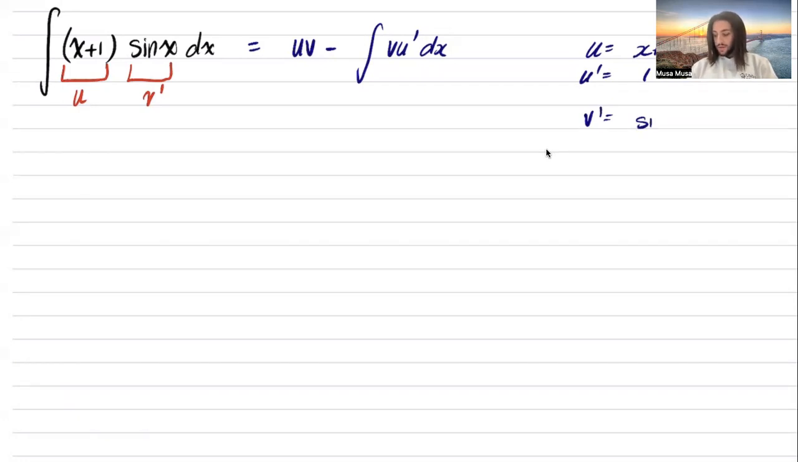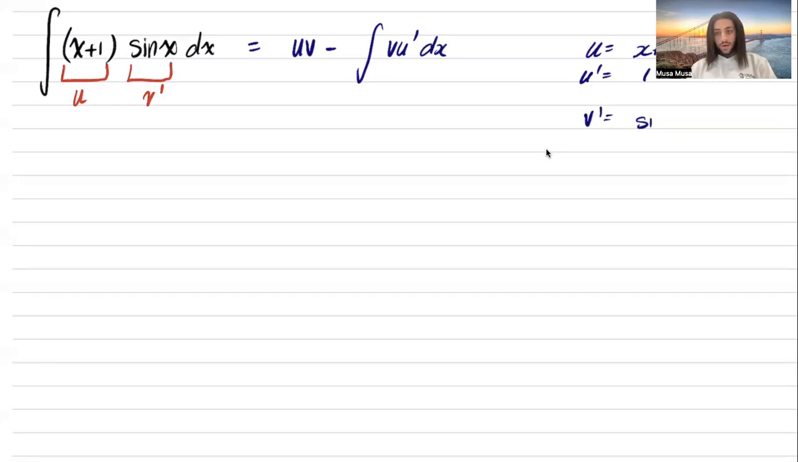then minus the integral of v u dash. So u dash is just 1, which is perfect. It's going to be minus cos x times 1 dx. Wonderful, wonderful. We get this. Now, this is quite easy to integrate. That 1, there's no need for it. This negative just comes out to there. So in other words, we get minus x plus 1 cos x plus the integral of cos x dx.